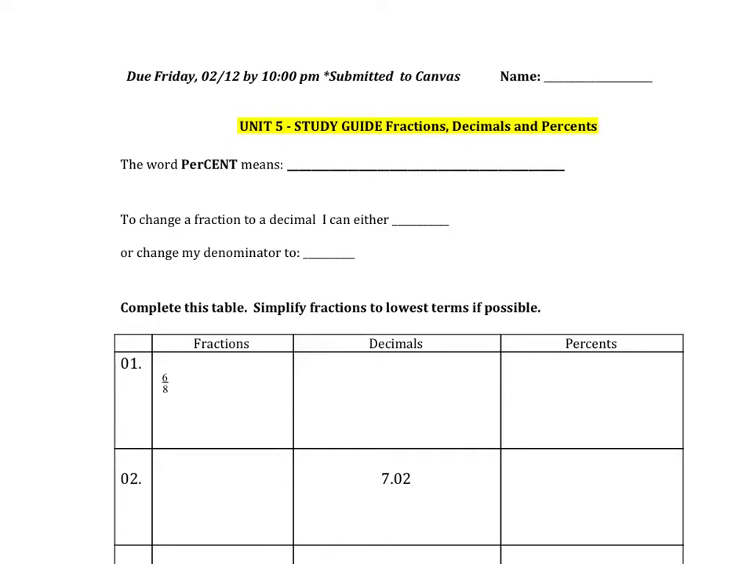Let's go ahead and check your study guide. The word percent means per 100. Remember, there's 100 pennies in a dollar. To change a fraction to a decimal, I can either divide or change my denominator to 10 or 100.